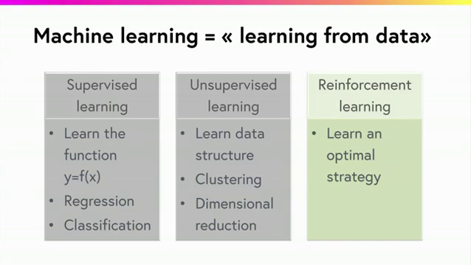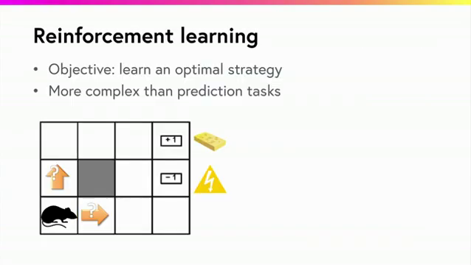But let's jump straight into reinforcement learning. The intuition behind reinforcement learning is that we want to learn an optimal strategy, and it's often, I would argue, more complex than prediction tasks, such as the one we saw in the previous example about skin lesions. Here is a very simplistic example. If you think about a rat in a maze, this example will simply define some of the elements that are necessary in order to implement reinforcement learning algorithms.